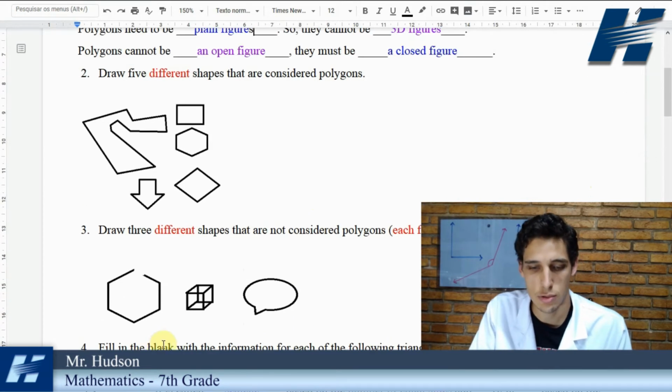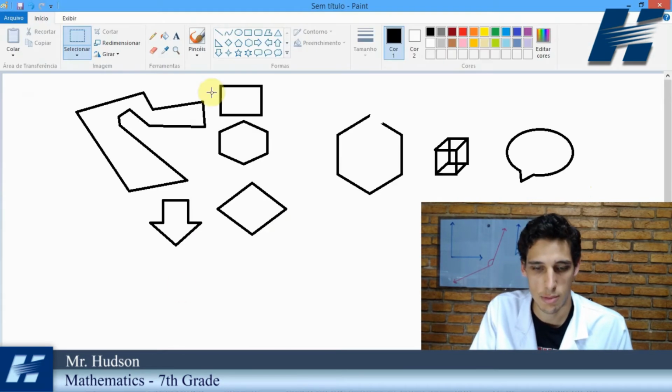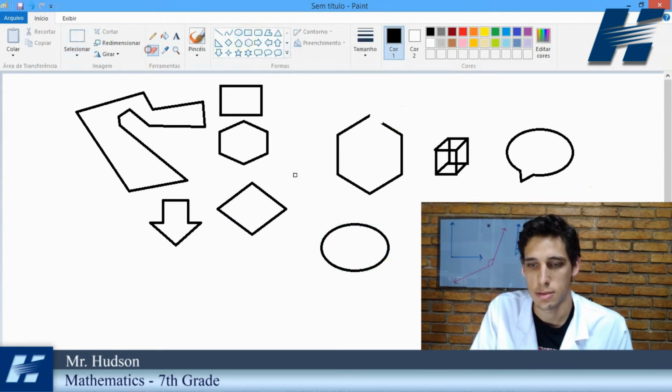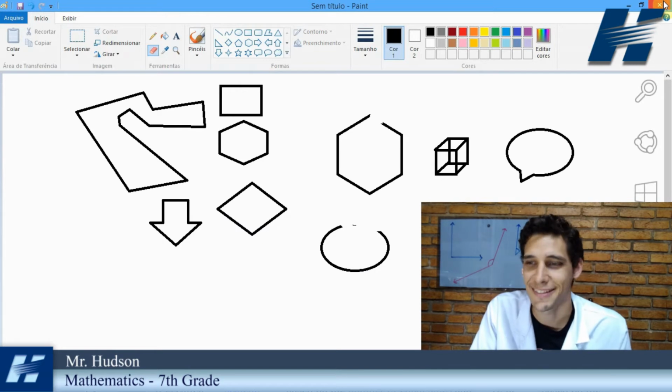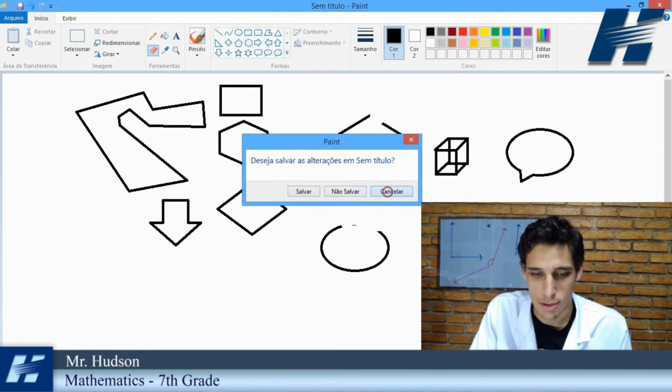Guys, old school stuff. This program right here, Paint. You see? You can draw easily. Alright. When I was your age, this is what I did in computers. Alright. Well, I need to close it.